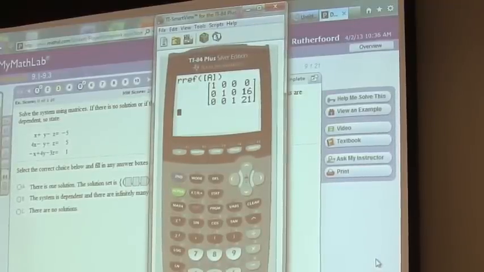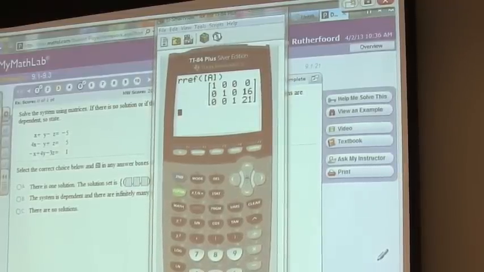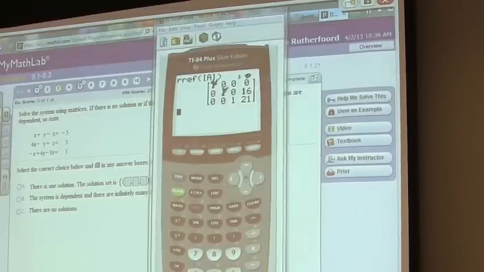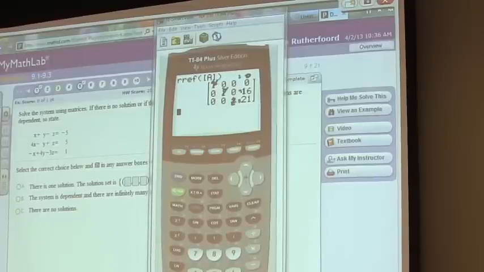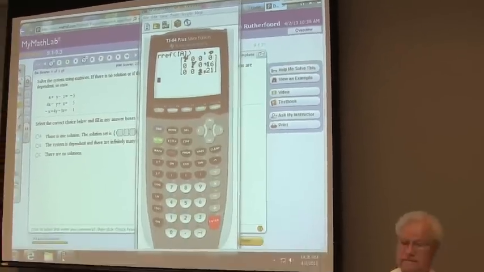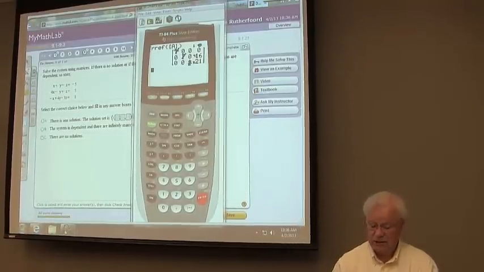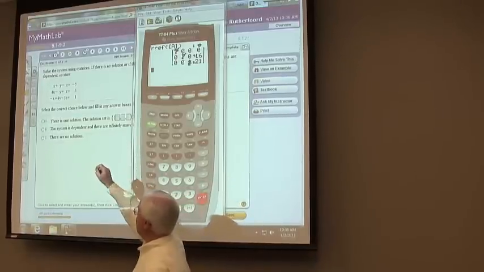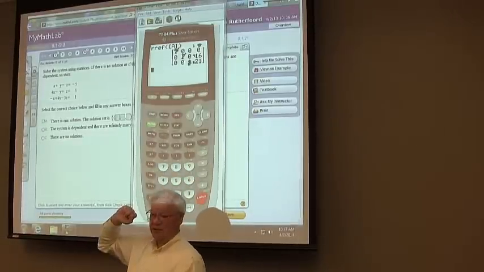Well, what it says is that X, because X was in the first column, so X equals 0, Y equals 16, and Z equals 21. Okay? Does that make sense? Notice you read those equations just like the original equations. X is in the first column. So 1x, no y's, no z's equals 0. That means x equals 0.